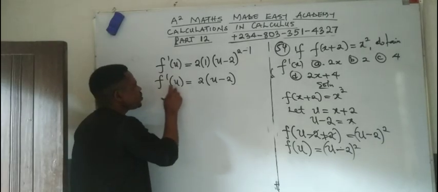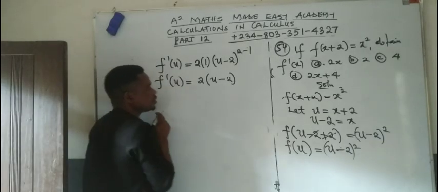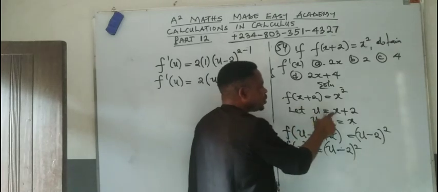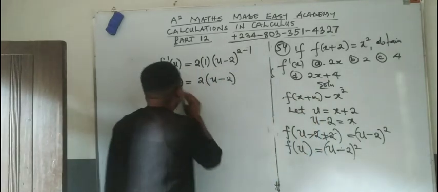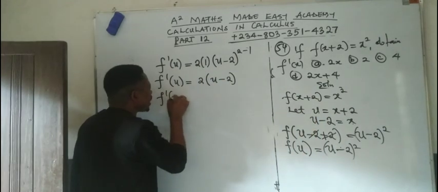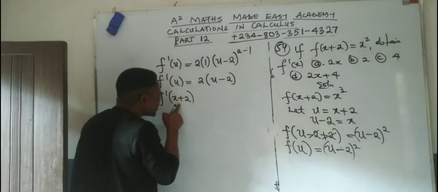What is the next thing? Anywhere you see u, remove it and introduce the value. What is u? U is x plus 2. Can we do that now? I will now say f prime of x plus 2, which is x, which is what?